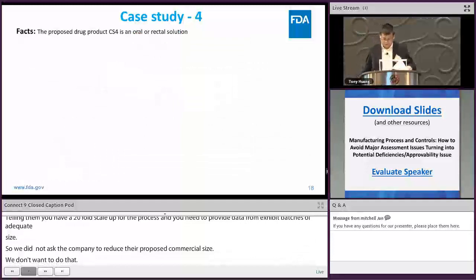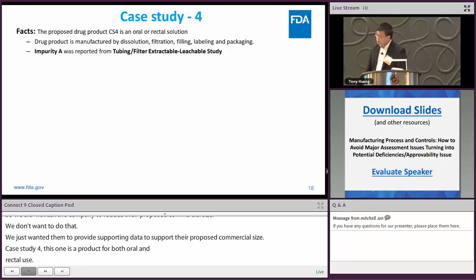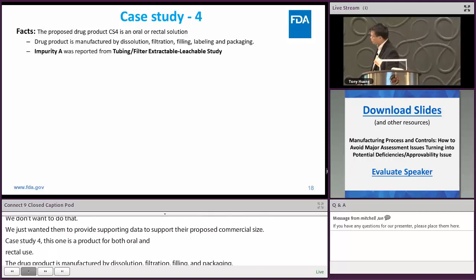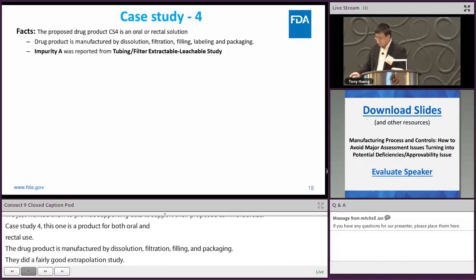Case study number 4. This one is a drug product for both oral and rectal use. How interesting. So the drug product is manufactured by dissolution, filtration, filling, and packaging. They did a fairly good extractable leachable study on tubing and filters, and they found the impurity A from both studies.